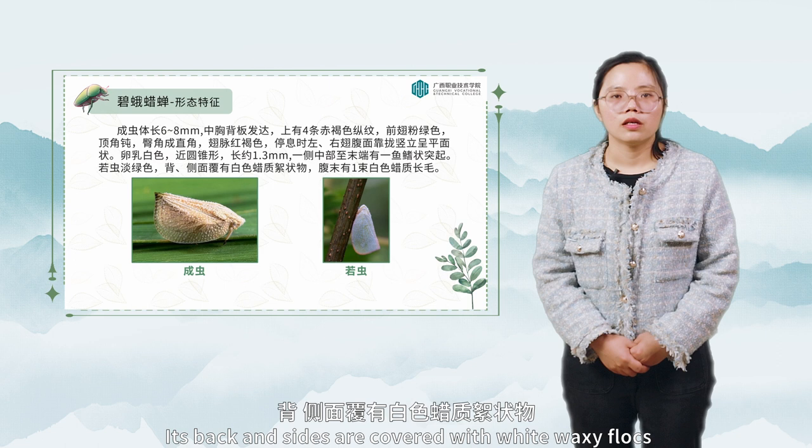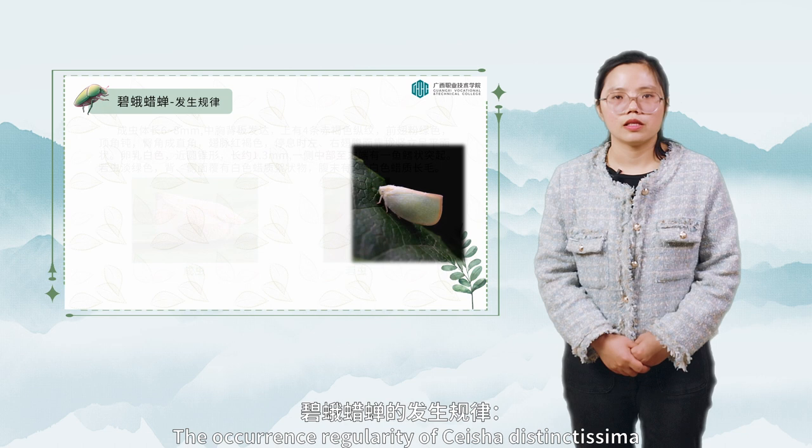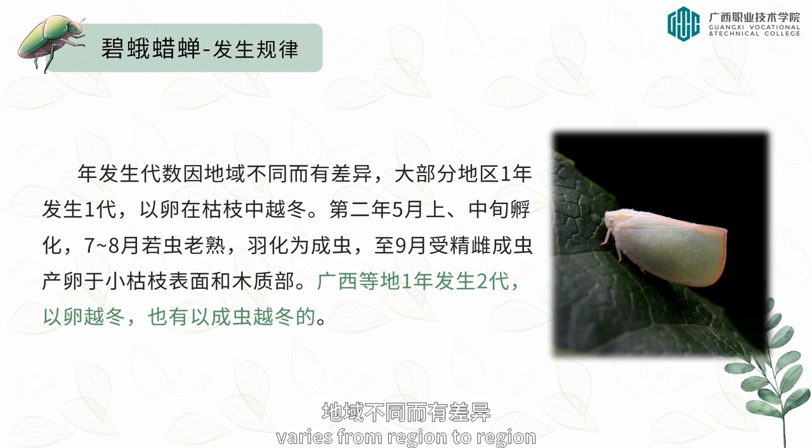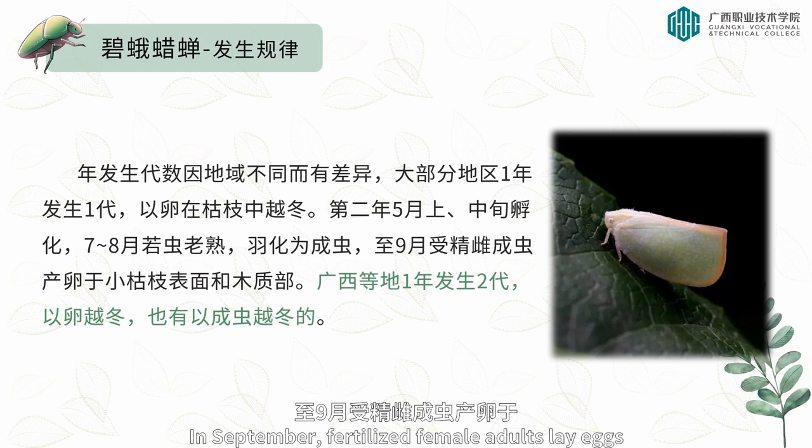The occurrence regularity of Seisha distintissima. The annual occurrence algebra varies from region to region. In most areas, one generation a year. Eggs overwinter in withered branches, hatching in the first and middle of May of the following year. Nymphs mature from July to August, and eclose into adults. In September, fertilized female adults lay eggs on the surface of withered twigs and xylem.